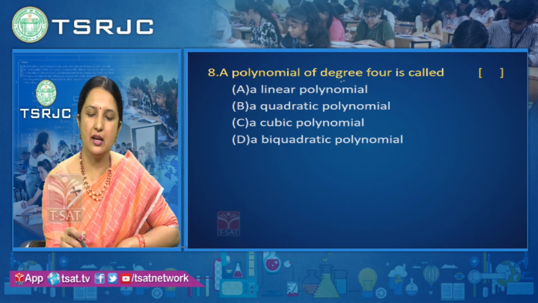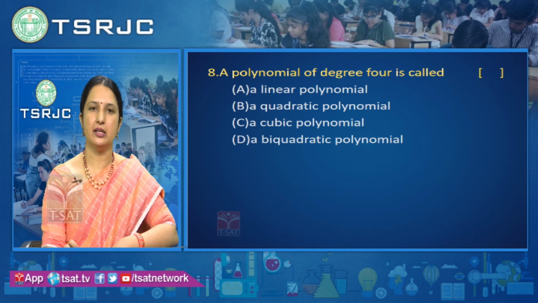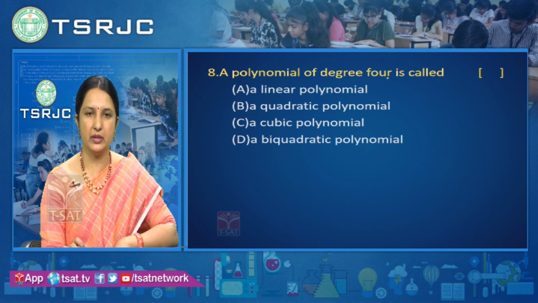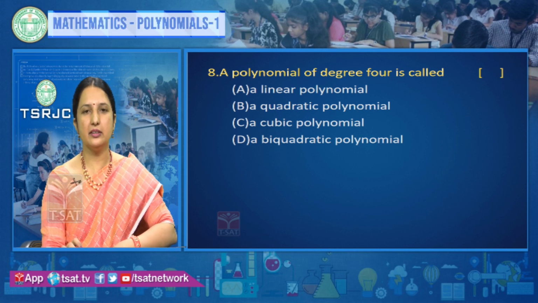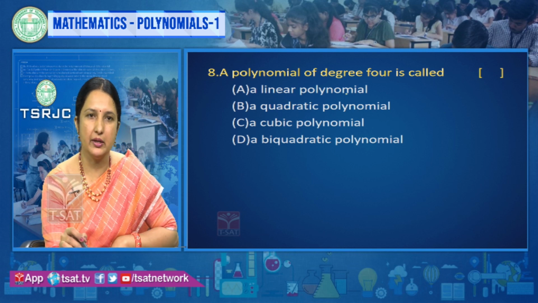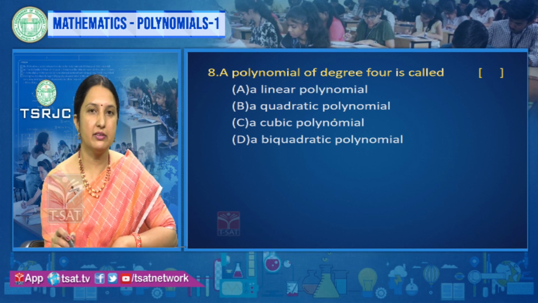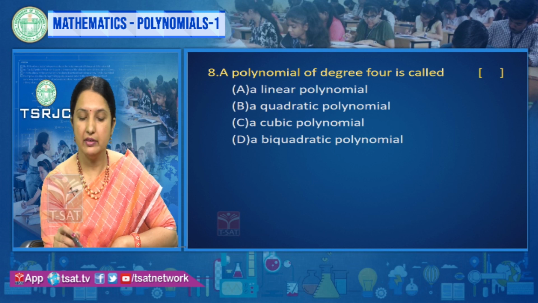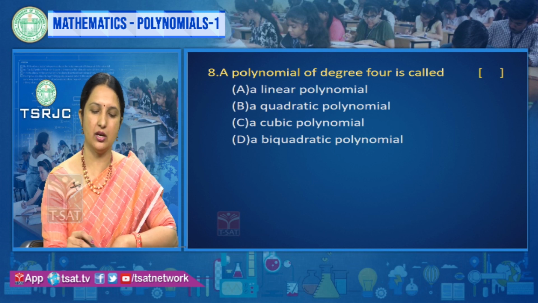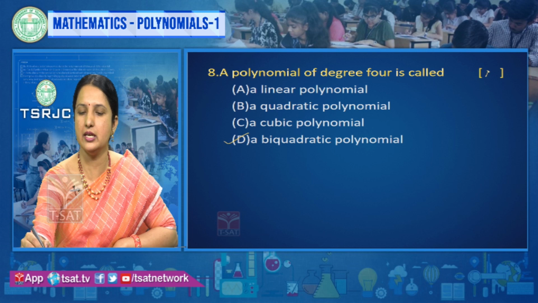Next, a polynomial of degree 4 is called. In our textbook we have till degree 3 only. But the question is given degree 4, means they are testing the knowledge whether you are referring to some other books or not. So, here first one we see. A polynomial of degree 1 is called a linear polynomial. You know well. A polynomial of degree 2 is called a quadratic polynomial. A polynomial of degree 3 is called a cubic polynomial. When the degree 4 is there, that polynomial is called a biquadratic polynomial. So, option D is the correct option.